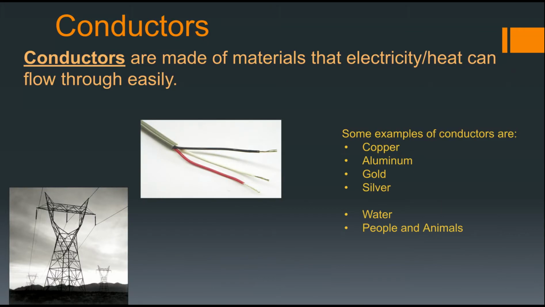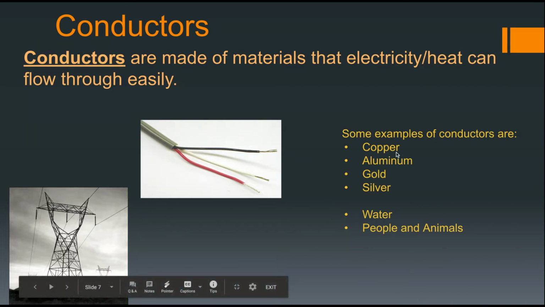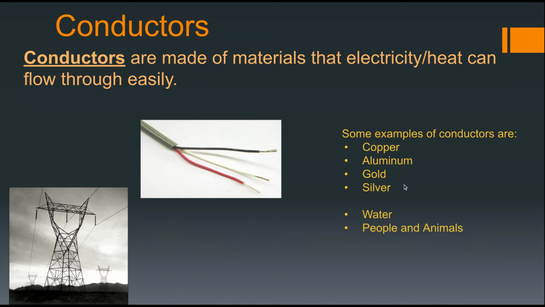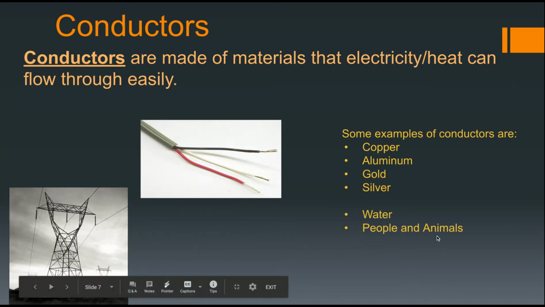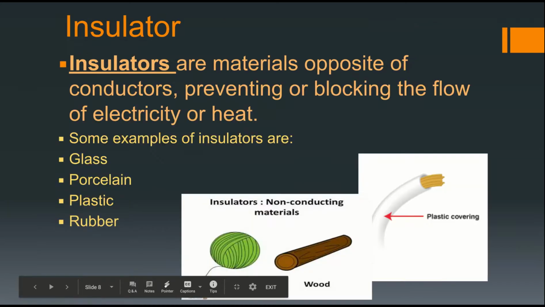Now, talking about conduction, we're talking about conductors. A conductor is a material that can conduct heat or electricity very easily. Some good examples of conductors are metals like copper, aluminum, gold, silver, and steel. Any kind of metal is a good conductor. Other good conductors are water, and actually, you are a good conductor, and other animals.